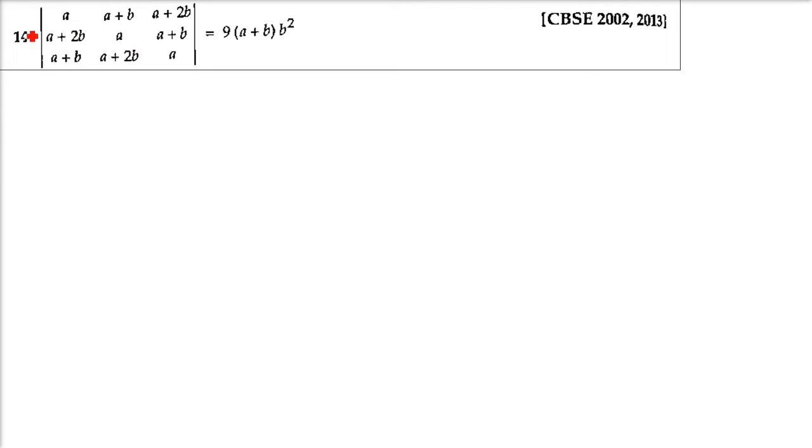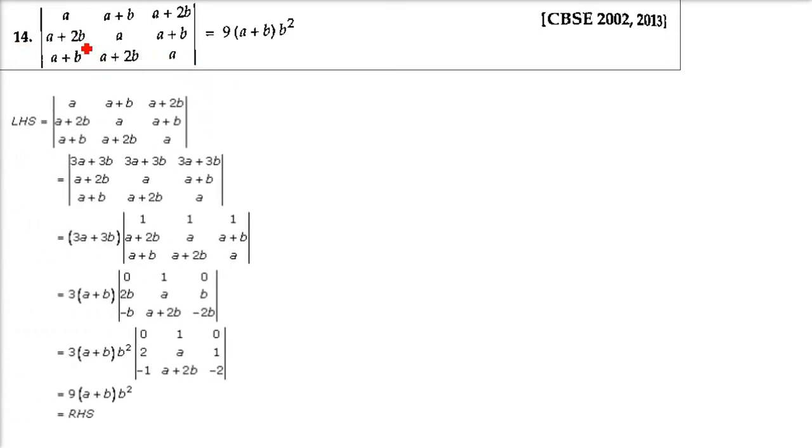In this question, we'll see a pattern: if you add row 1, row 2 and row 3, you will get 3a plus 3b, and then we can take that common. So this is row 1, row 2, row 3. In the first column I'm adding a, a plus 2b and a plus b, so you get 3a plus 3b. Similarly, the column 1 addition, column 2 addition, and column 3 addition will each give you 3a plus 3b.